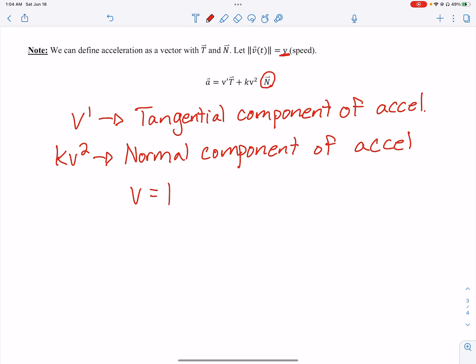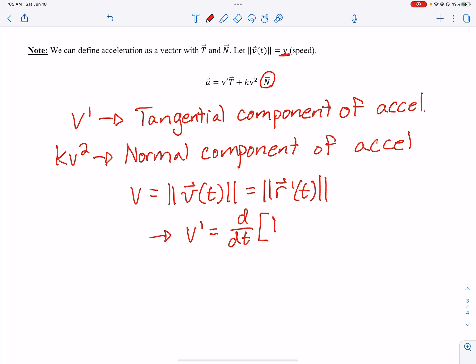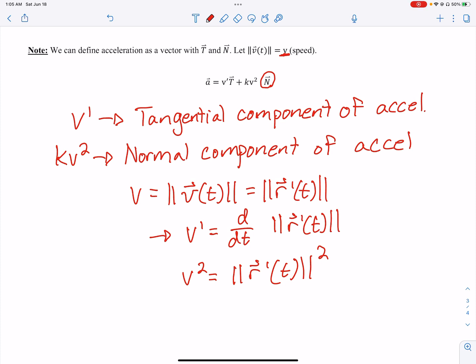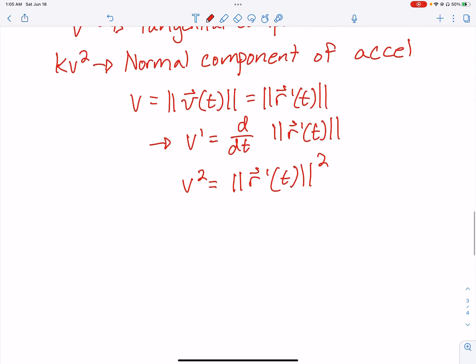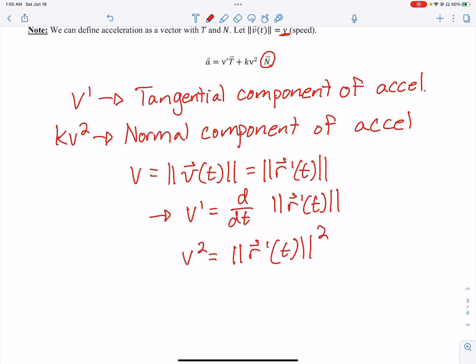Right, so V is the speed. So it's the magnitude of the vector V, or the magnitude of r prime of t. Right? If I take the derivative of each side, I get v prime equals d/dt of the magnitude of r prime of t. So here we can just get rid of that parentheses. The derivative of that. If I take that original equation that was up there and I square both sides, I have that. Okay, so we have those two things. We can replace certain things in that other equation with what's on the screen, with definitions, and I'll show you how that's going to work out.